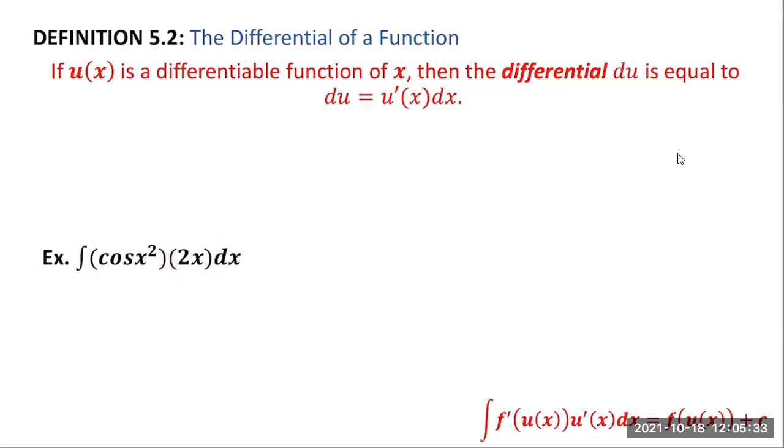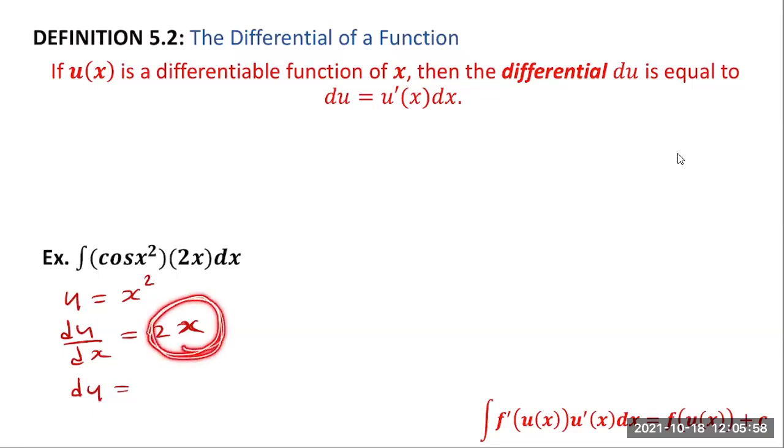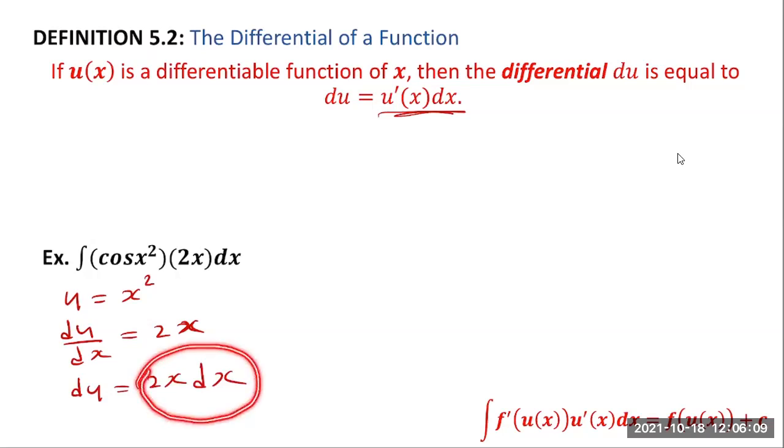I will take U is equal to X squared in this case. Then clearly du over dx is equal to 2x. Now, the previous definition suggests that du is equal to U prime of X times dx. So that means du is equal to, of course, U prime of X is this one, the derivative of U, times dx, that is 2x times dx. I know that du is equal to 2x times dx.